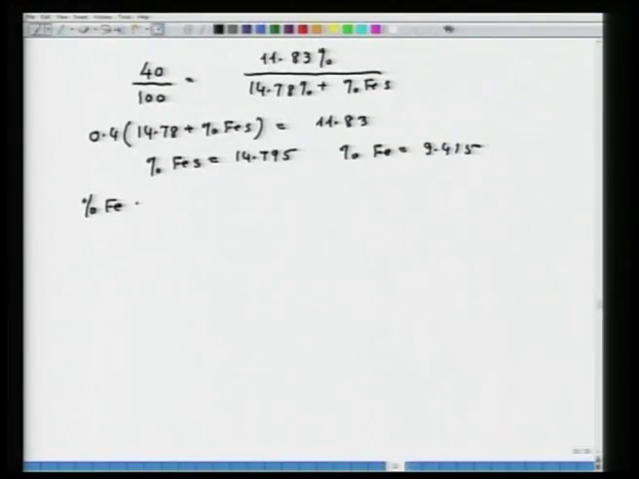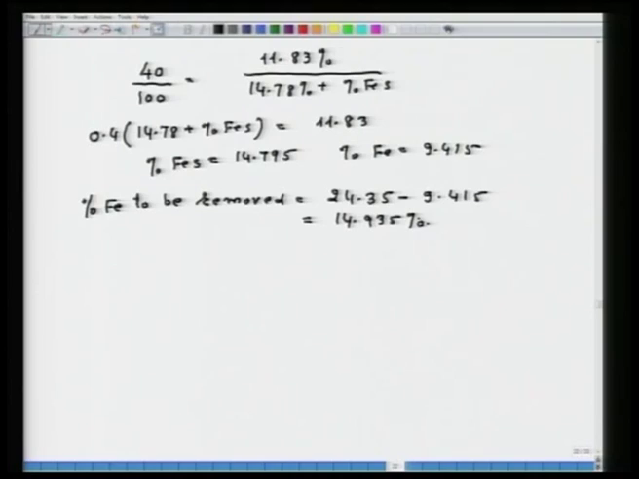Now, what has to be removed? So percent iron to be removed will be equal to total 24.35 minus 9.415, that will be 14.935%. That means I have to remove 14.935% of iron in the mixture which has been given, CuFeS2 this, FeS2 this, SiO2 this, if I want to get a matte of 40% grade.